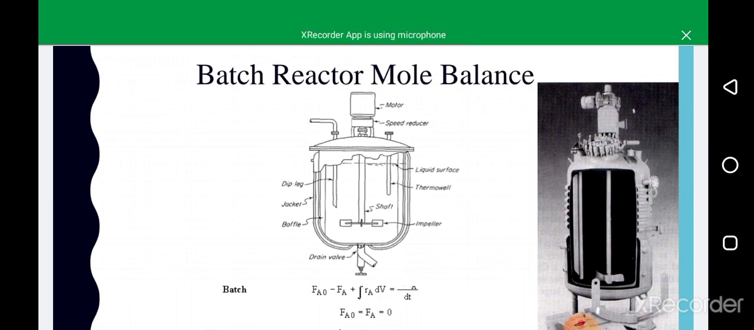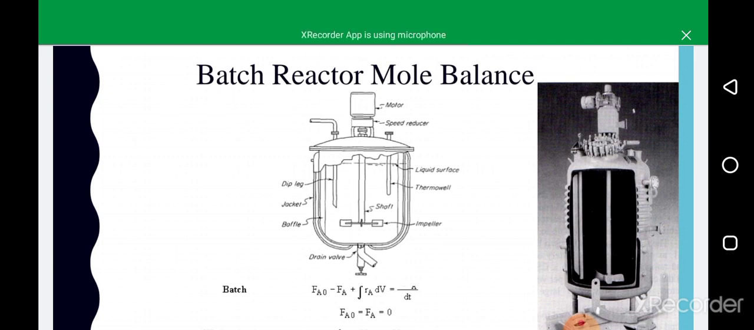Now I am discussing the batch reactor mole balance. In the batch reactor derivation, you can see the inlet and outlet of the reactor and an agitator. That means the reactants change into the product, and you can also see jacketing at the surface of the reactor that can be used for isothermal reactions. So talking about equations of the batch reactor, you can also see the general equation.